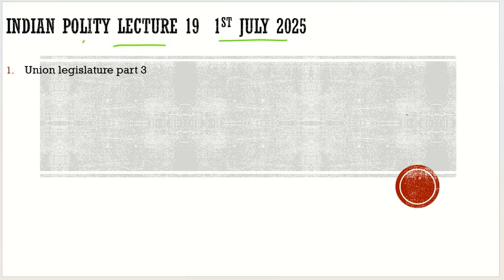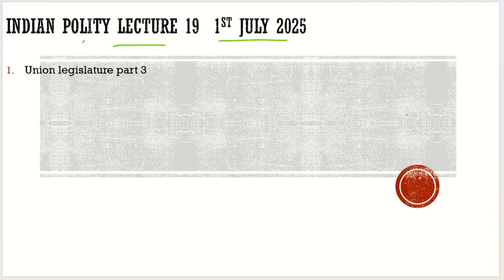From 2nd June, we are discussing Indian polity. We started with the basics, what is constitution. Then we discussed part 1 of the Indian constitution. Then citizenship. Then we discussed the fundamental rights. We discussed DPSPs. We discussed the fundamental duties. We discussed every concept related to that.